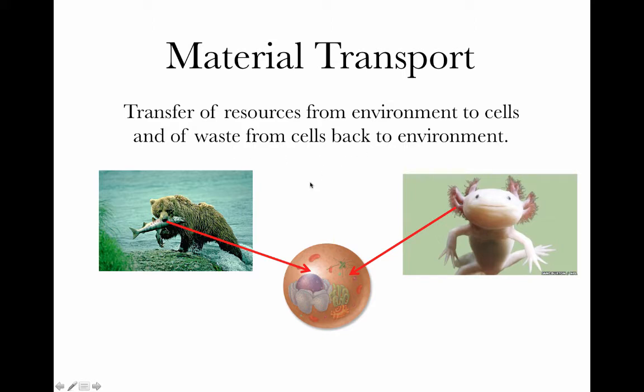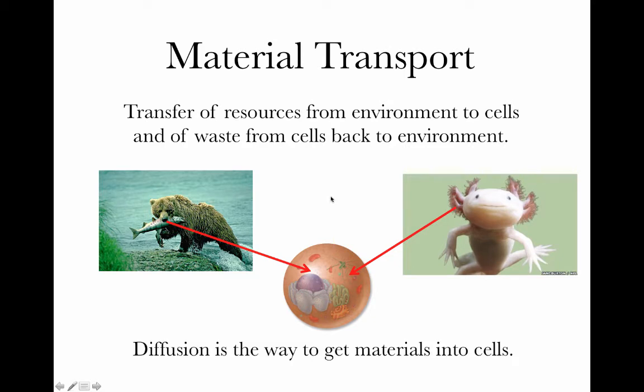So we always have to remember that this is all happening kind of at the macro level, but the end result is down here at the cellular level. So the way these materials get into and out of the cells is by diffusion. But remember back to when we were talking about allometry and scaling, as body sizes get larger, we have a decrease in the surface area to volume ratio.